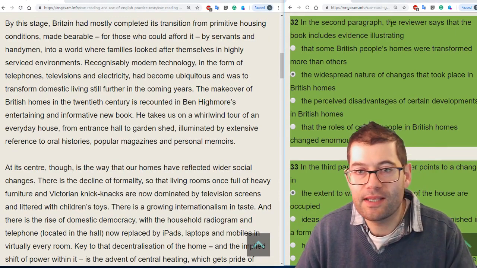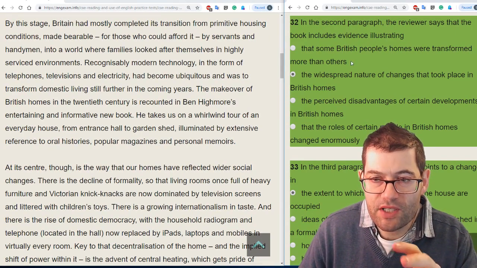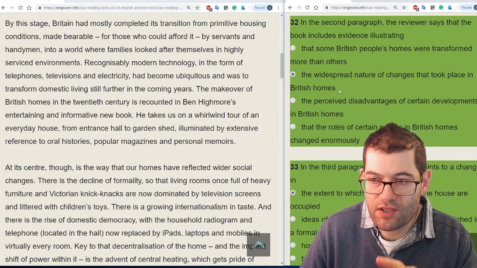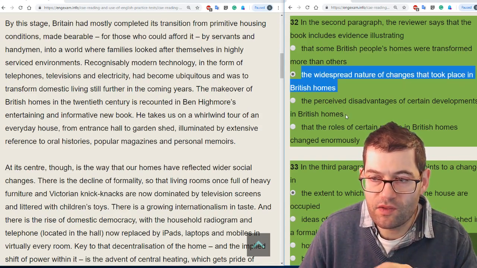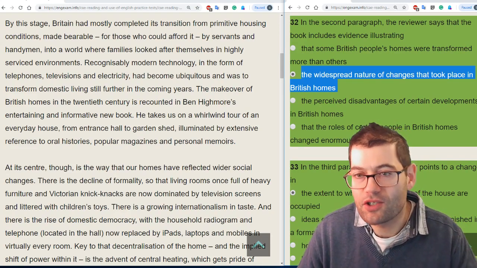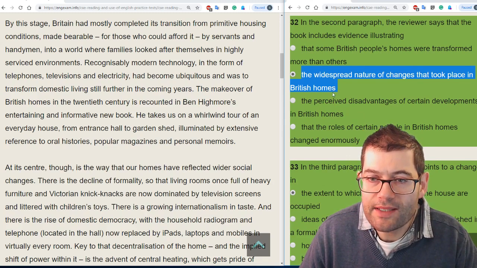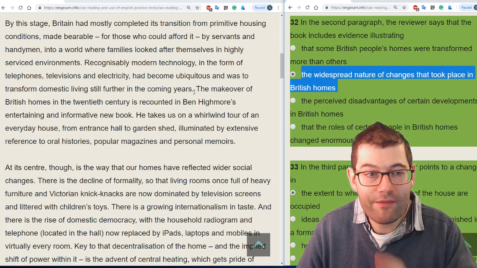The reviewer says that the book includes evidence illustrating that some British people's homes were transformed more than others, the widespread nature of changes that took place in British homes, this is the correct answer, the perceived disadvantages of certain developments in British homes, that the roles of certain people in British homes changed enormously. So why is this the correct answer? Well, let's have a look.